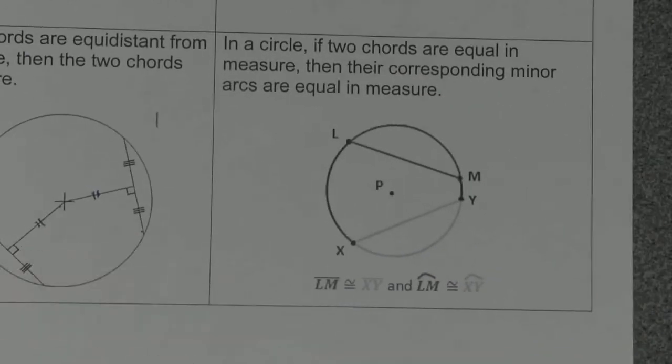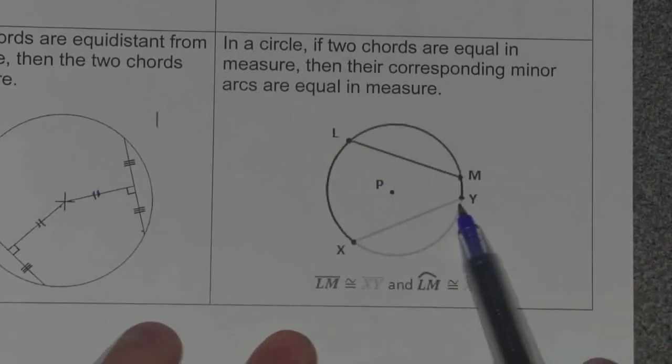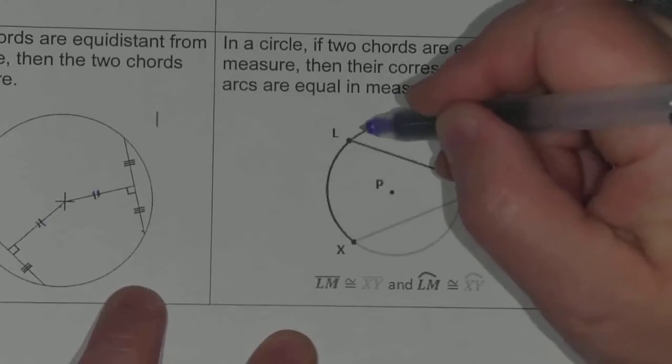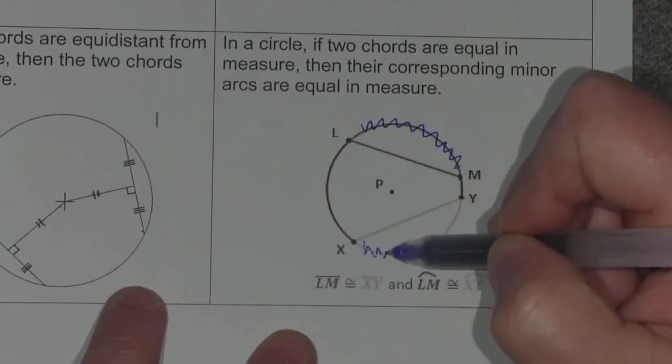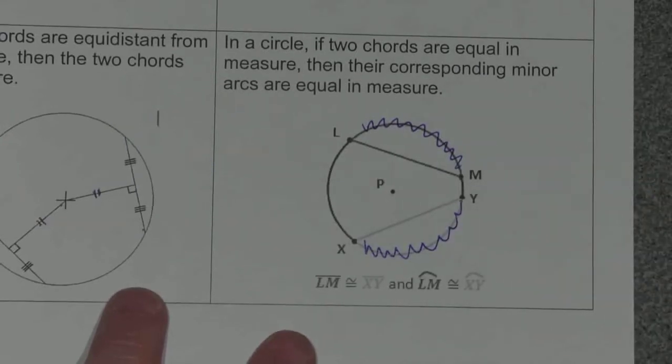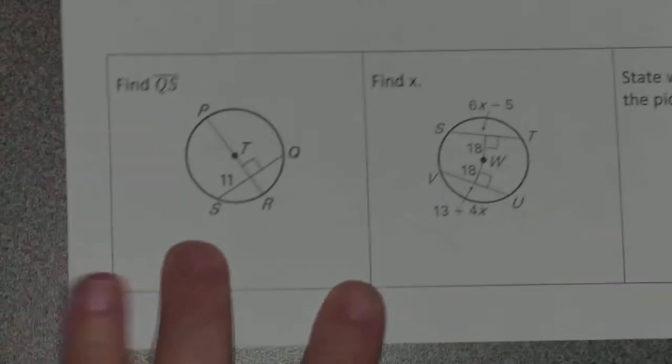And then the last one says, in a circle, if two chords are equal in measure, then their corresponding minor arcs are equal in measure. So we know that LM equals XY, which automatically makes this minor arc from there to there congruent to this minor arc from here to here. So if the chords are equal to each other, the minor arcs are equal to each other, okay? Those are the rules we're using today to do some math. So let's see what we've got here.